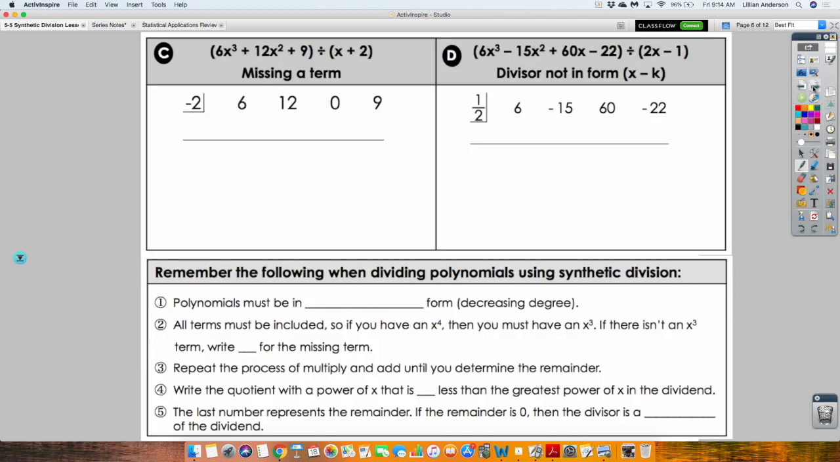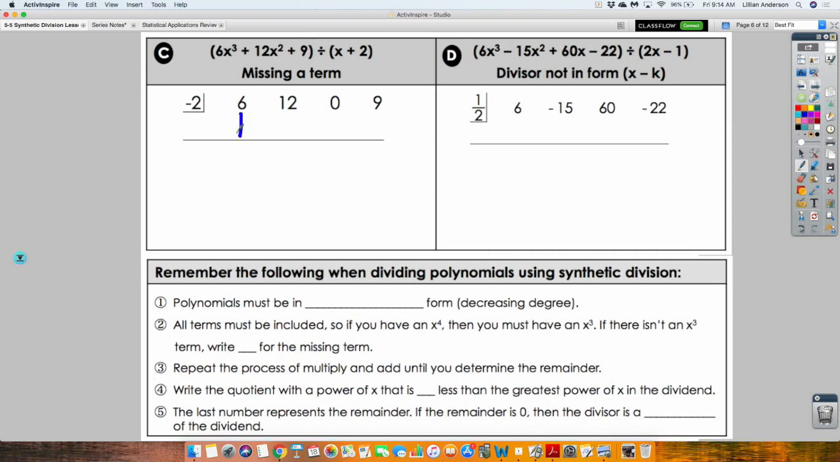So now let's look at the next example. Here's one that has a missing term. We have 6x to the third plus 12x squared plus 9. If you notice, it's missing its x term. So whenever you're missing a term, just like before, you want to put a 0 in that spot. And since we're only dealing with the coefficients when we do synthetic division, you're only going to put a 0, not necessarily a 0x like you would if it were long division.